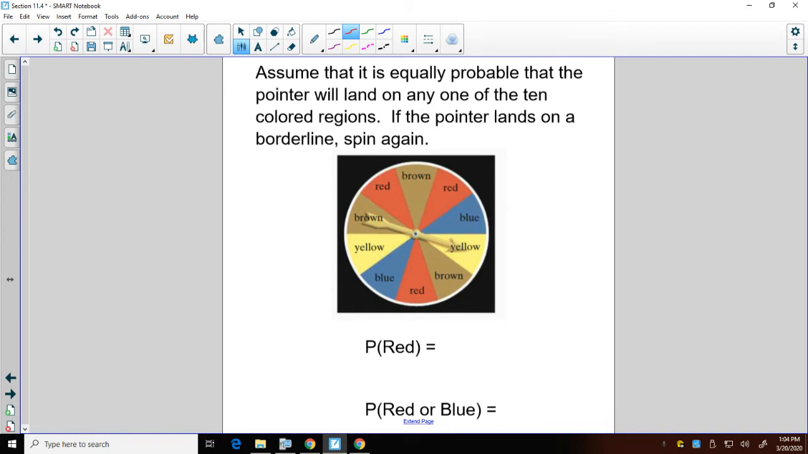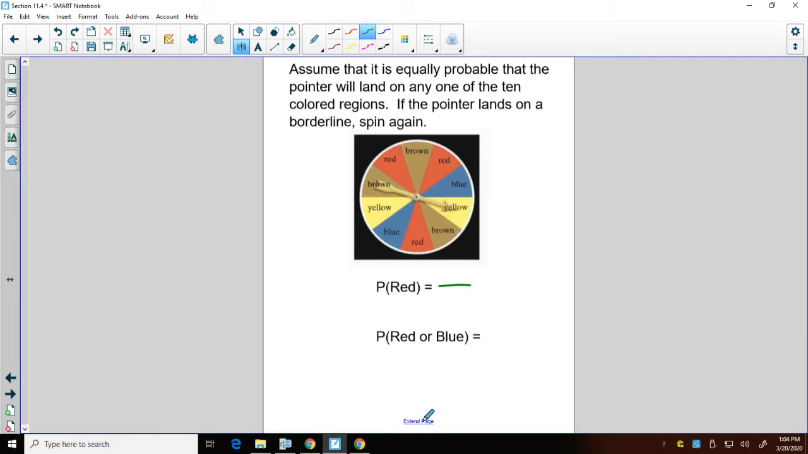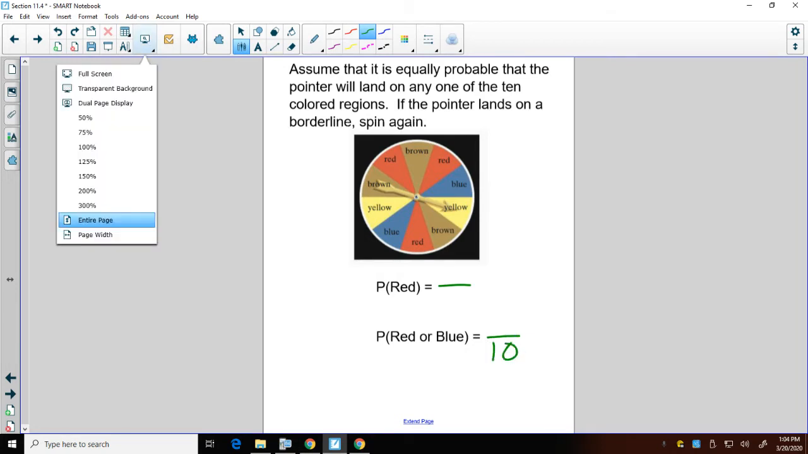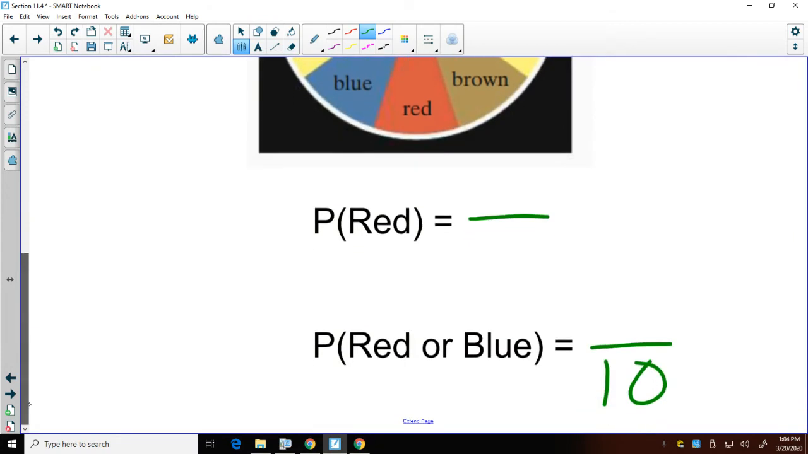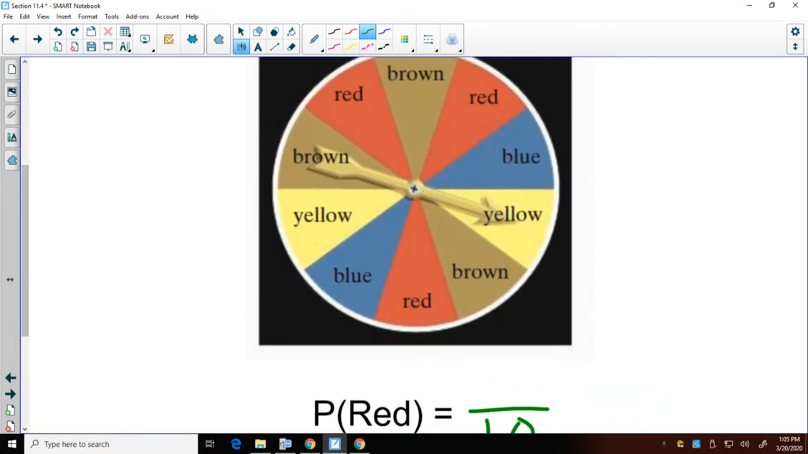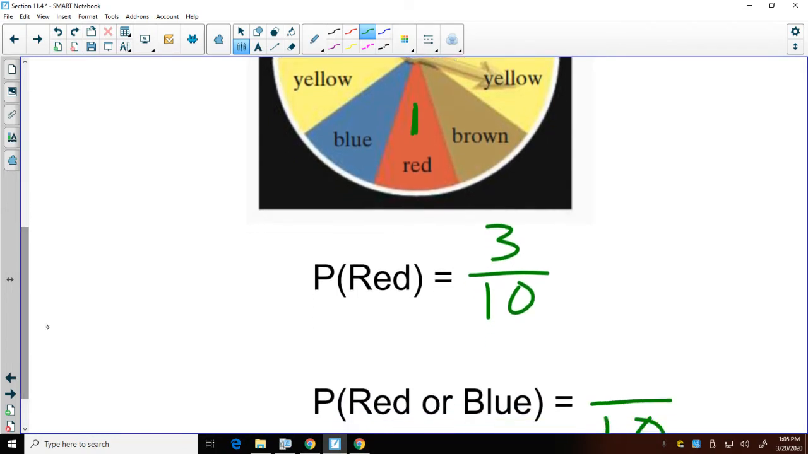All right, so let's do this. So what is the probability of being red? Oh, and as we talked about earlier, we already know that the bottom numbers to these are going to be 10. And let me go back to my normal page width. Well, if we look up here, what's the probability of being red? How many reds are there? There's 1, 2, 3. So the top number is 3. Does 3 over 10 reduce? No. And there it is.